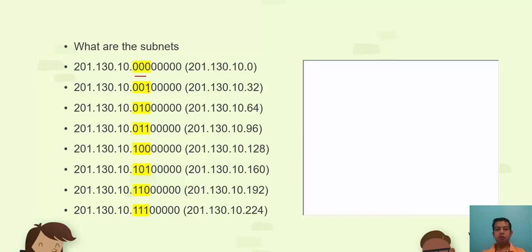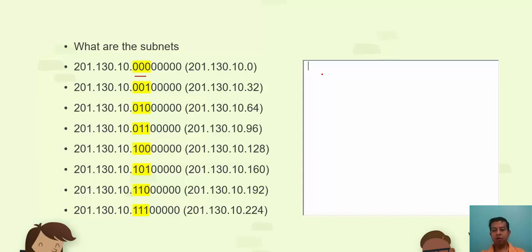The next one is where I use 1. So this is my next subnet, 201.130.10.32. So I go on like this. 3 bits, so a total of 8 values: 000, 001, 010, 011, like this. And these are the decimal equivalents. So these are all my subnets. Now the next question is, what are the IP addresses for each subnet?